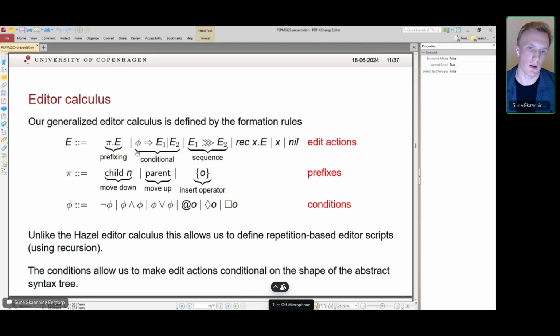And then we have conditionals, where if the condition is satisfied, we execute E1, and if not, we execute E2. And these conditions can either be negation, conjunction, or disjunction. And we also have a modal logic, which can tell us whether the cursor is currently at an operator, encapsulating some given operator, if some operator exists in some subtree, or if the operator exists in all subtrees.